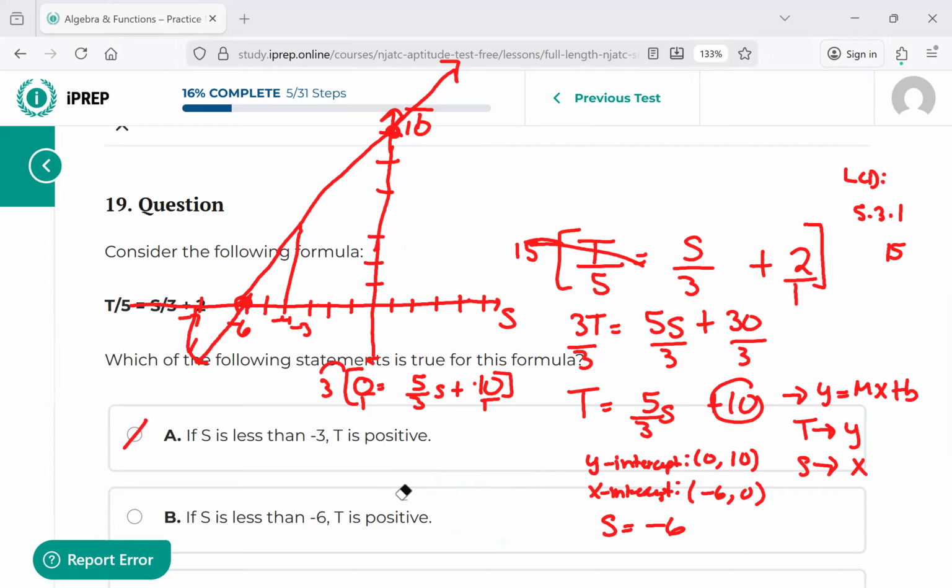Okay, let's try B. If s is less than -6, so here's -6, is t positive? No, that's actually false. If you look at the graph, let's use -7, because -7 is less than -6. -7 will give you a negative t value right here. So that's completely false.